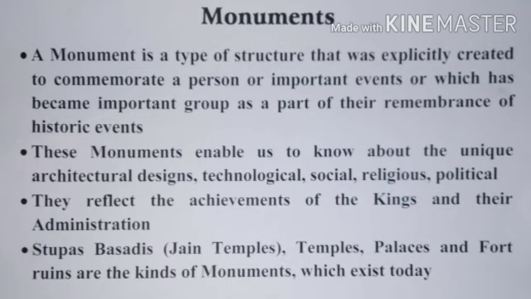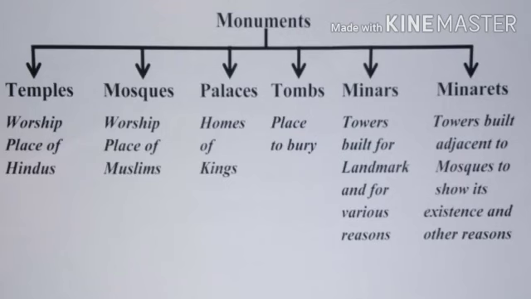Stupas, Jain temples, palaces, and fort ruins are the kinds of monuments which exist today. Temples, mosques, palaces, tombs, minars, and minarets are called by a collective name, monuments.